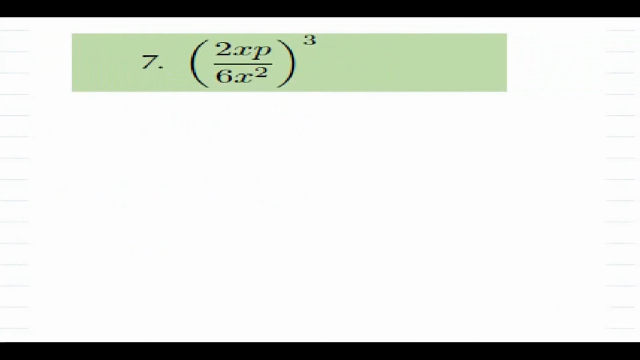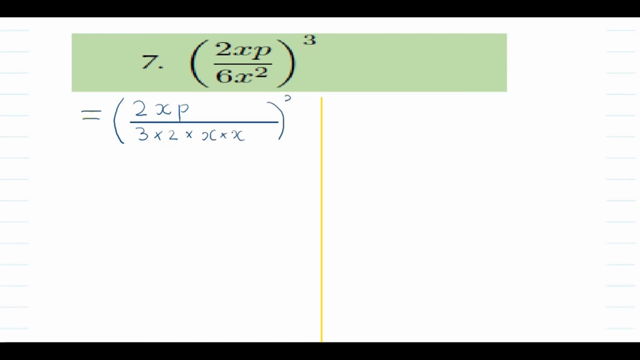Question 7, 2xp all over 6x squared all raised to the power of 3. What I'm going to do is deal with what is inside the bracket first. Okay, so we're going to simplify what is inside the bracket first, and then we're going to raise what's left to the power of 3. So we're going to just write out the 2x and the p, all over 6 can be written as 3 times 2 times x squared is x times x, all raised to the power of 3, right? So we're just simply going to cancel what we see at the top and at the bottom. So we can cancel out the 2's. The 2 and that 2 can cancel. That x and that x can cancel.